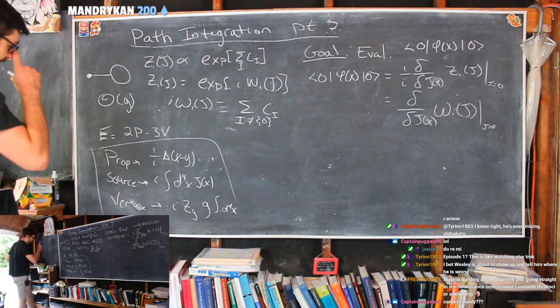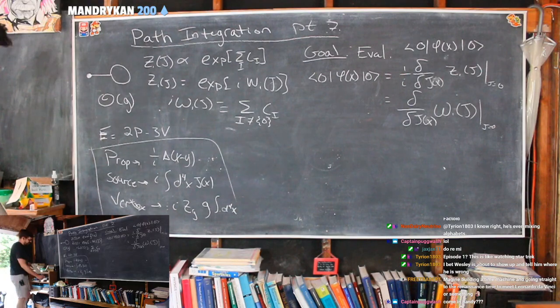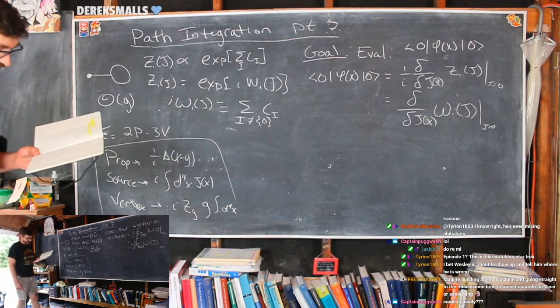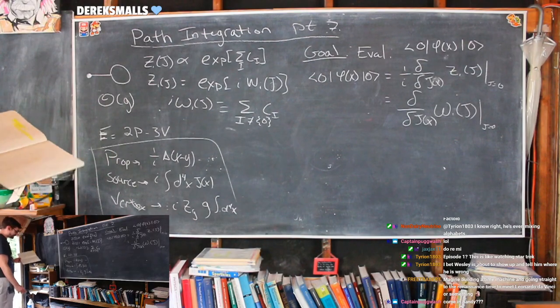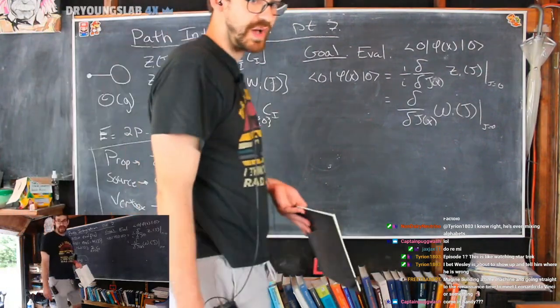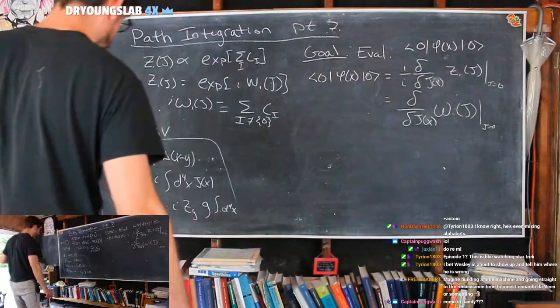If we look at a diagram, we can identify the different parts of it, and then we can go ahead and build the amplitude, right? So let's go ahead and do that. Let's look at these. Let's look at this diagram.